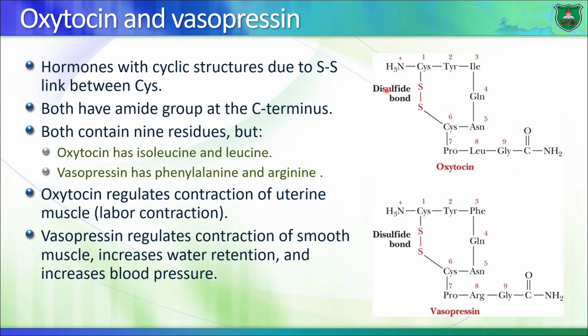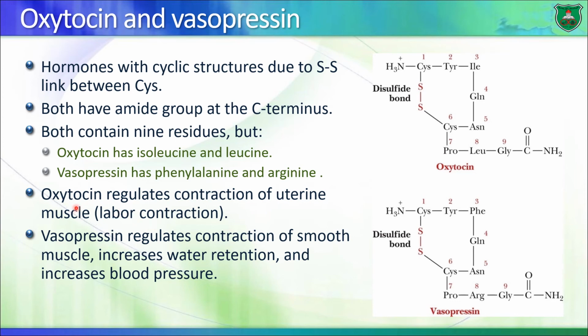They also have amide groups at the C-terminus. So this is the amino terminus right here. Okay, that's amino acid number 1, 2, 3, etc. Now, to the carboxyl group at the end of the peptide, you have an amide group that is added. They both contain 9 amino acid residues, except that oxytocin has isoleucine and leucine, vasopressin has phenylalanine and arginine, and that's what differentiates the two in terms of function.